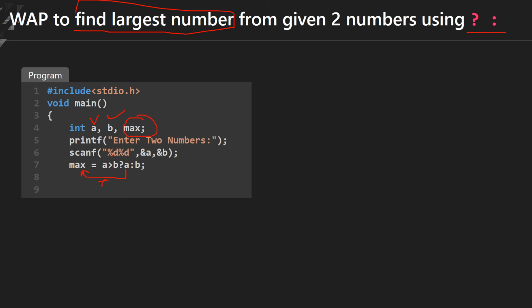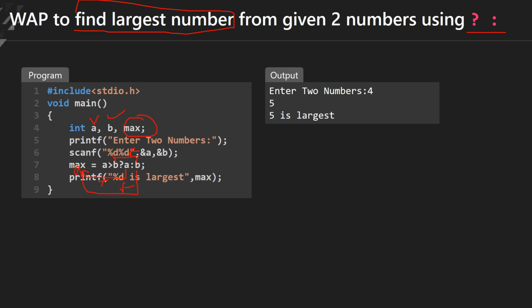And if this condition becomes false, then the value of b will be returned. That way you can do it. When you run it, it asks to enter two numbers. Enter 5 and 4, and it prints the largest number.